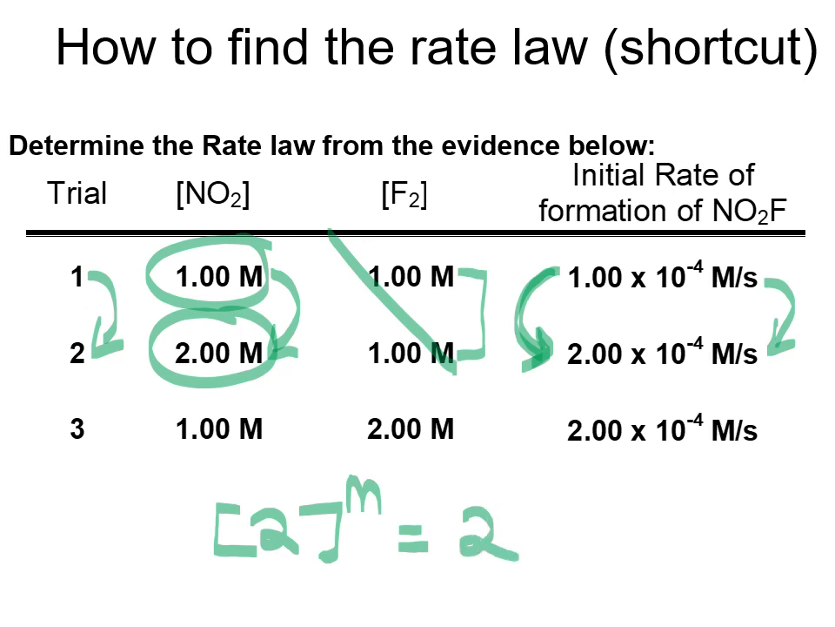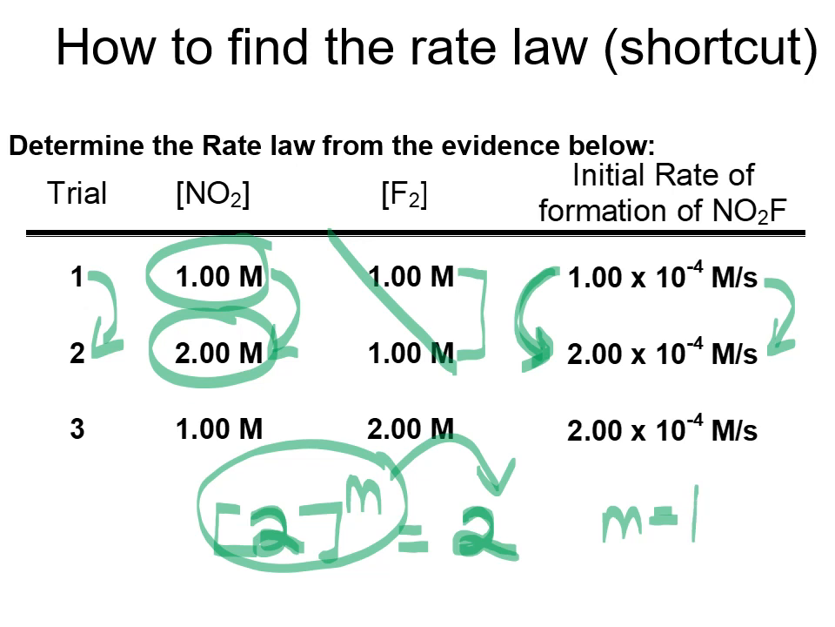So if when you double the concentration of NO2, the rate also doubles, then that tells you what the effect of NO2's changing concentration has on the rate. And in that case, we can see that it is a linear relationship. Therefore, m must equal 1. We can do the same thing for F2. Let's look at two trials where F2 is changing. So let's look at trial 1 and trial 3.